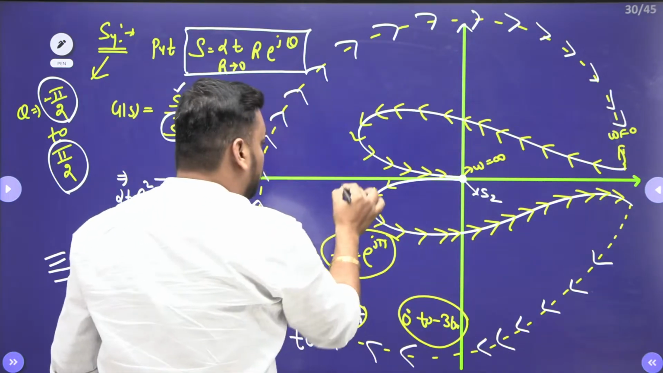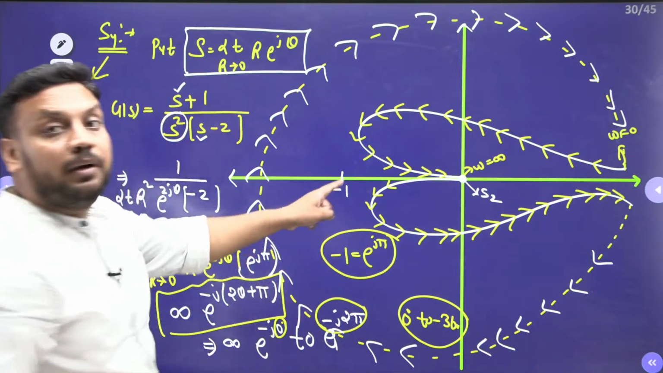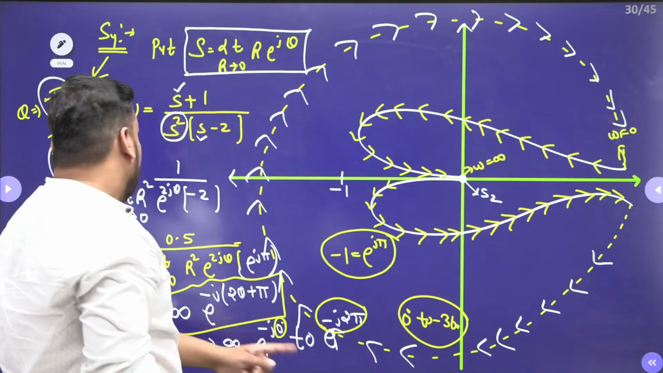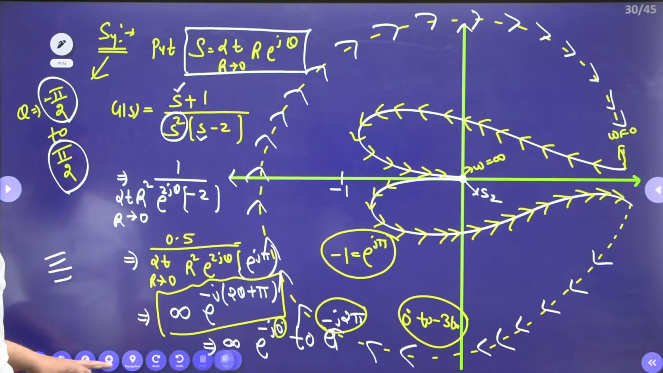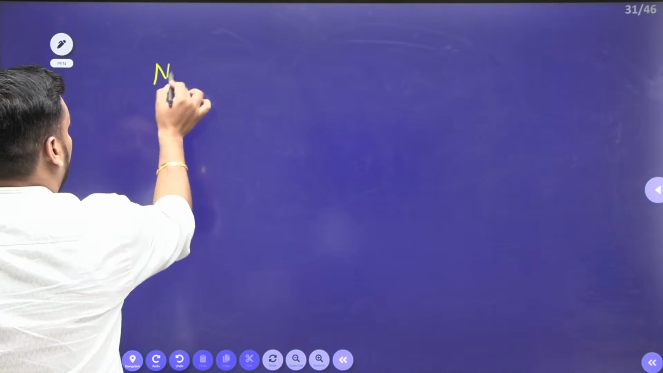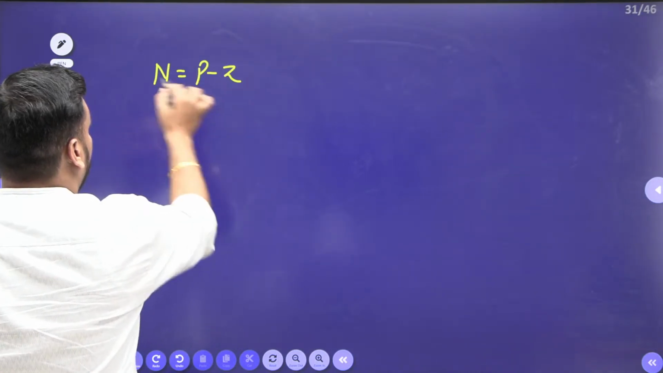Now you will get to know, sir, here is minus 1 point. So this is the minus 1 critical point. Now tell me how many encirclements we are having. Just let me know how many encirclements we are having. N equal to P minus Z, na sir? Yes.